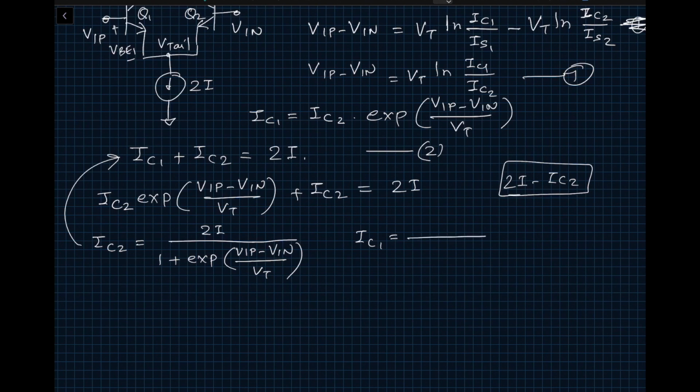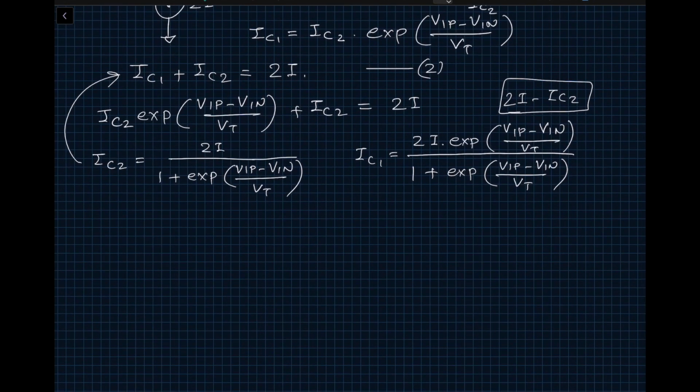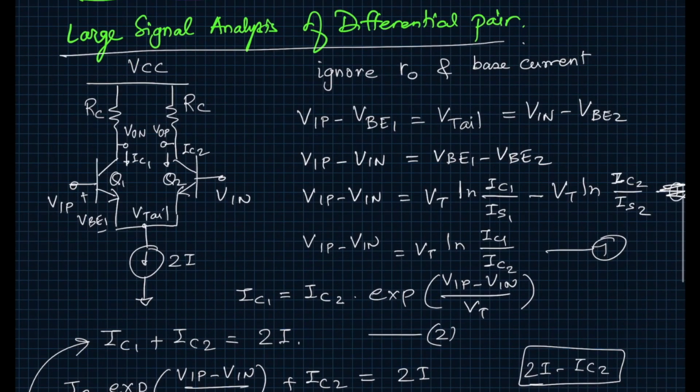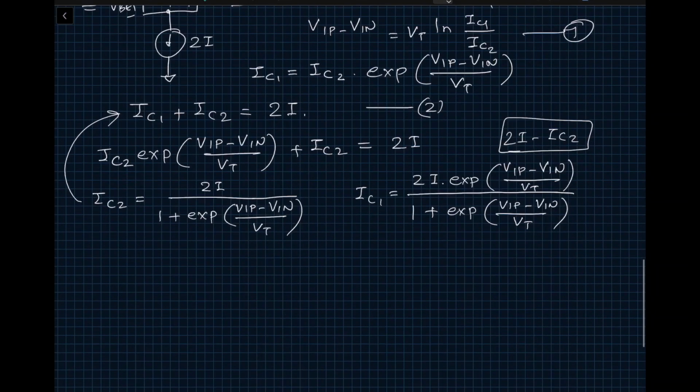So then this would look like this. It would come out to be IC1 equal to 2I times exponential of VIP minus VIN divided by VT, divided by 1 plus exponential of VIP minus VIN divided by VT. So now we get IC1 and IC2, and what are we really looking for? What we are really looking for is you're applying a voltage VIP and VIN, and you're looking for VOP and VON. So what is VOP?